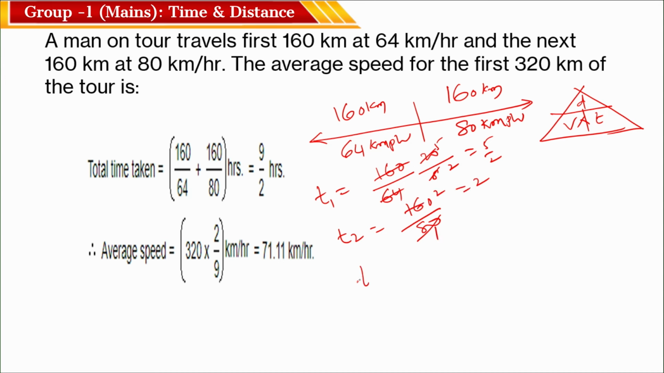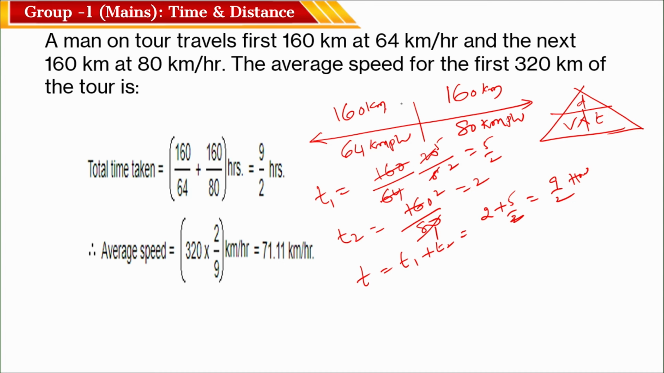So total time T is equal to T1 plus T2. So here, 2 plus 5 by 2 means 2 twos are 4, 4 plus 5 is 9. It is 9 by 2 hours, correct? So the time taken to travel 320 kilometers is 9 by 2 hours. This is the time, correct? So you have to find the speed, average speed.